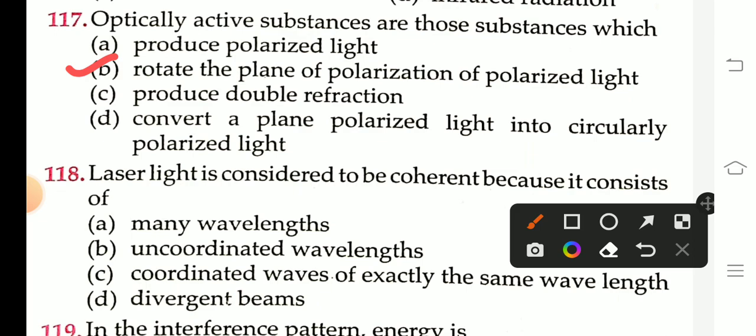Next, laser light is considered to be coherent because it consists of. Right answer option C. Coordinated waves of exactly the same wavelength.